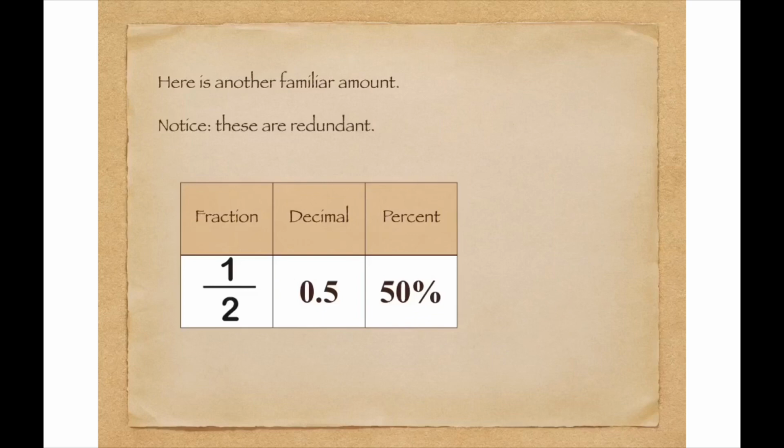Here's another familiar amount you probably know pretty well. We've got 1/2 in fraction, 0.5 in decimal, and 50% in percent form. So notice they're all redundant, just like 1/4, 0.25, and 25%. These all would represent the same amount. If it was a pie, it would be half of the pie filled up.